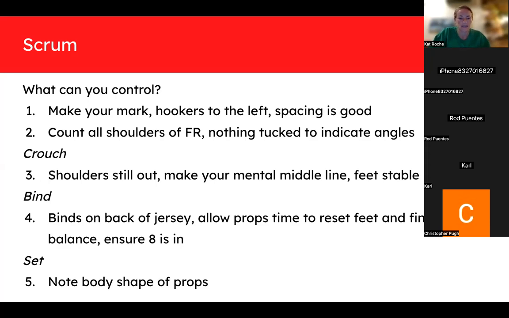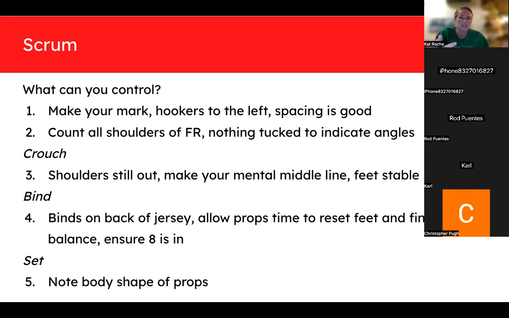What's good spacing? Honestly, I let the teams dictate what good spacing is, because if they set in and I try to make them closer or further, I'm almost trying to make more issues for myself. So for me, I let the team set up. If they tell me they're too far away, I'm like, cool, let's move closer. But if you don't tell me you're too far away, that's fine.